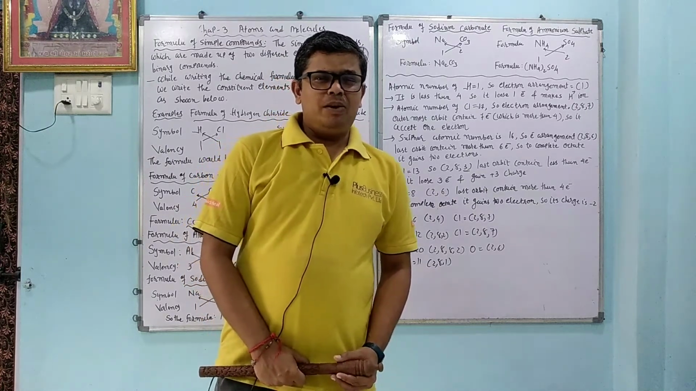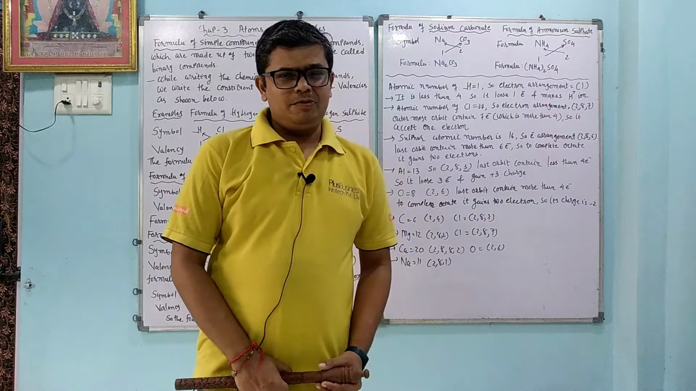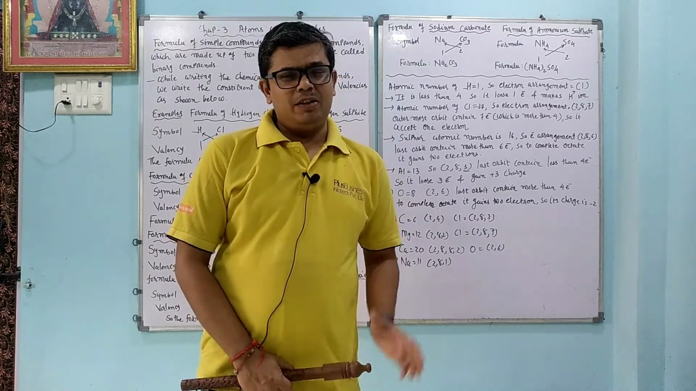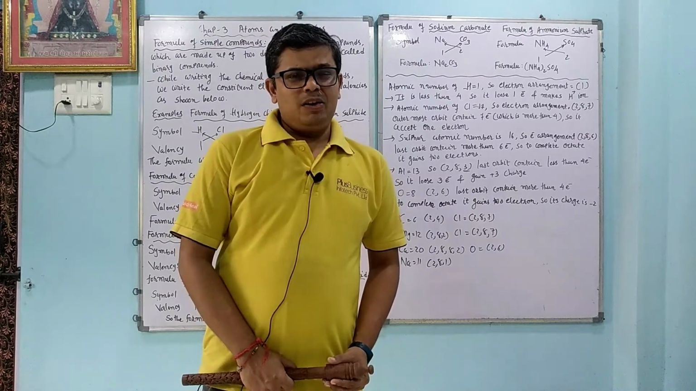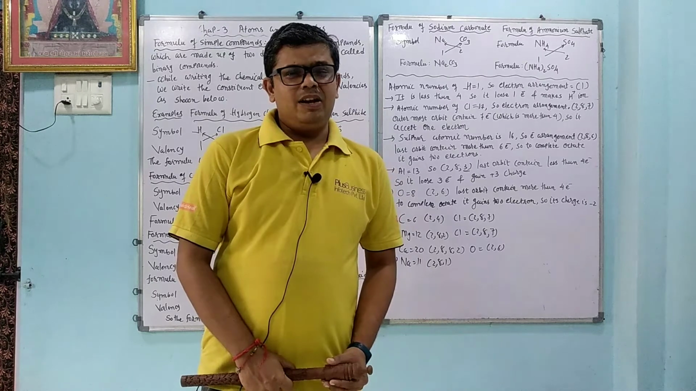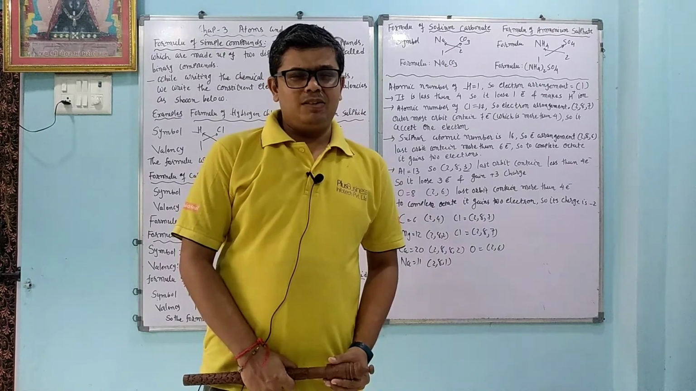The number of electrons in an orbit can be found by the formula 2n squared. So in the first orbit, 2 electrons are there by the formula 2n squared. In the second orbit, by the same formula, 8 electrons are there. And in the third orbit, 18 electrons are there by the formula 2n squared.